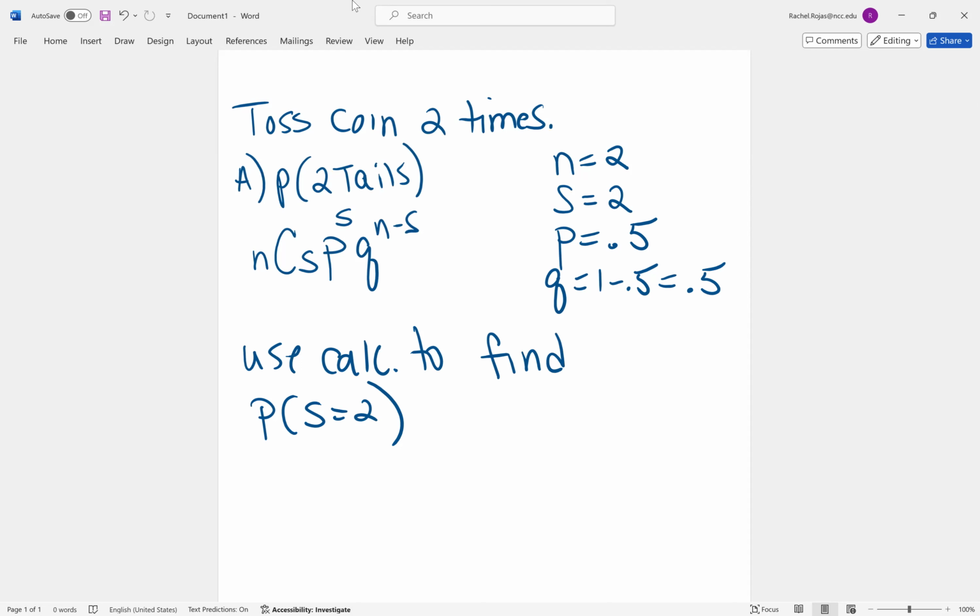Let me share my calculator screen. Actually, before we go to the calculator screen, let me point out that this is the formula your calculator is going to use. It's already built in. We just have to tell the calculator how many trials there are, what the probability of a success is, and how many successes we are trying to calculate.